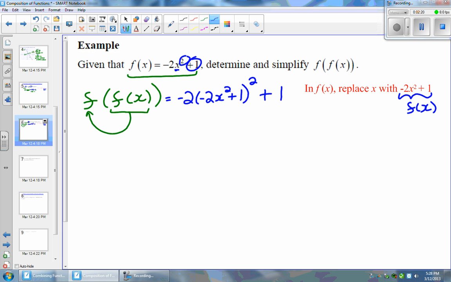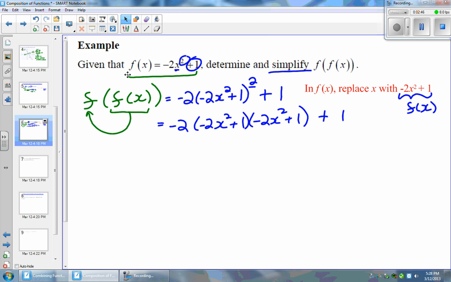Okay? All right, so from here, we're going to go ahead and, of course, simplify. So let's get rid of this squared here. We have negative 2 times negative 2x squared plus 1. And that squared means we're essentially multiplying it by itself twice. So negative 2x squared plus 1. And we're going to add 1. So we're just going to do some simple operations with functions here. Okay, so we have two binomials here. We have to multiply them. So we're going to go ahead and FOIL.